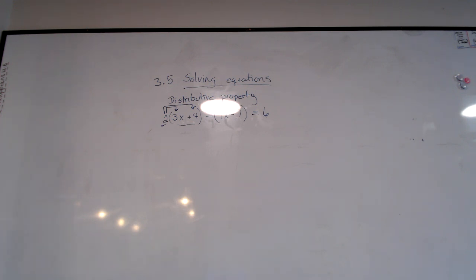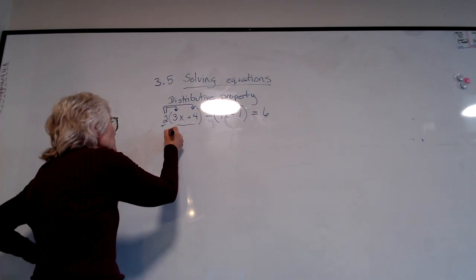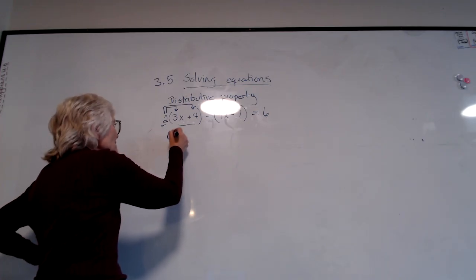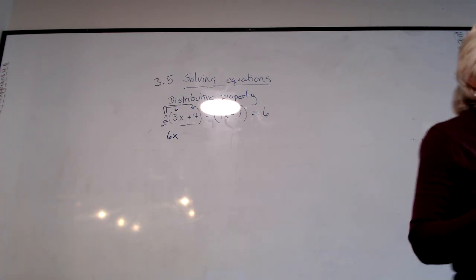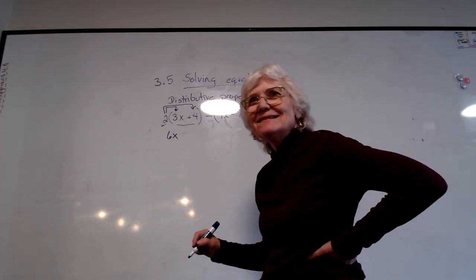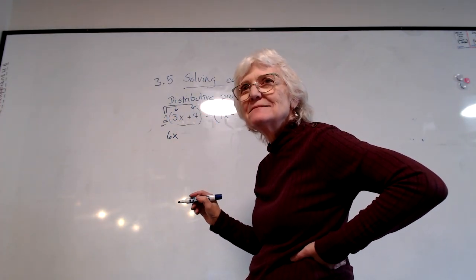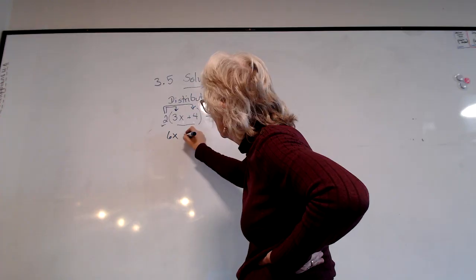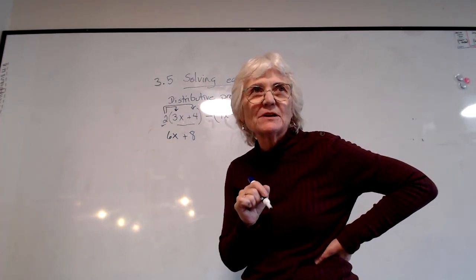Okay, Mason, what do I get if I multiply 2 times 3x? Wow, I don't know that. It's probably 6. Okay, 6 what? 6x. Okay, 6x. Matthew, what do I get if I multiply 2 by 4? 2 times 4 is 8. Okay, so I'm going to say plus 8. I just did that distributive property.